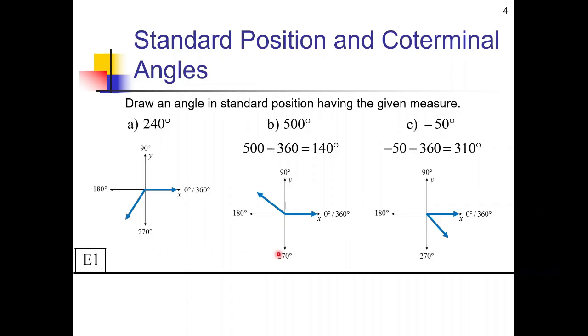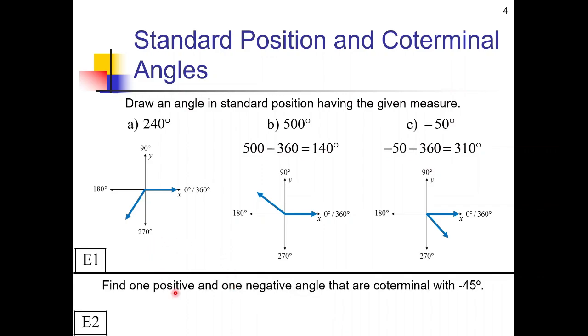So we've seen we can use this 360 idea and coterminal angles to get something in standard position, but what if we just want to get a coterminal angle just for its own sake? So here's a problem like that. They want us to find one positive and one negative angle that are coterminal with -45 degrees. So pause the video and see if you can come up with 2 angles that match these descriptions.